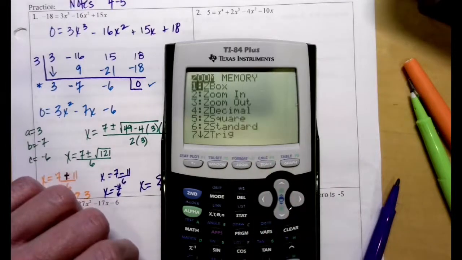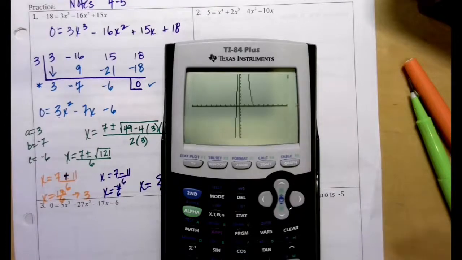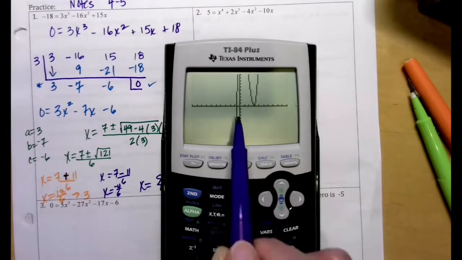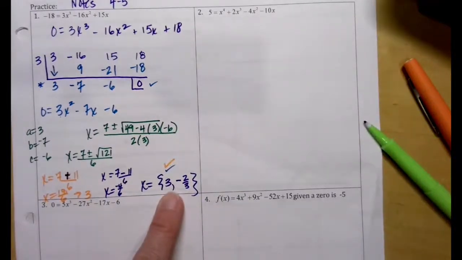All right, I'll show you what I mean. You can see where it's going to bounce. I should have known it was 1, 2, 3 that was my double root. Here's my negative 2/3. So I can see both of those answers there.